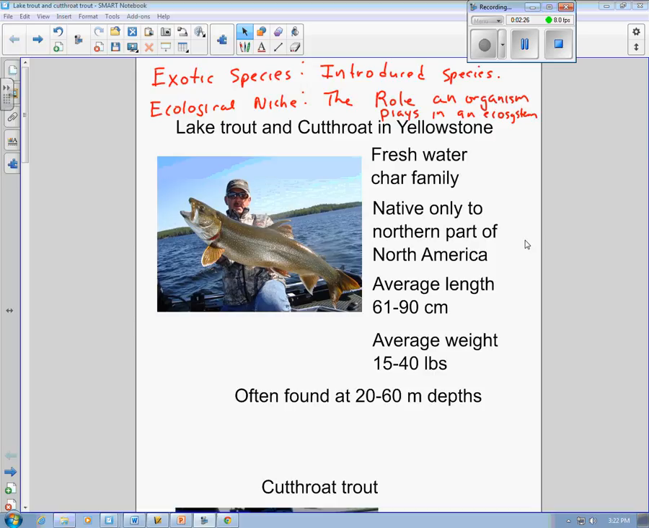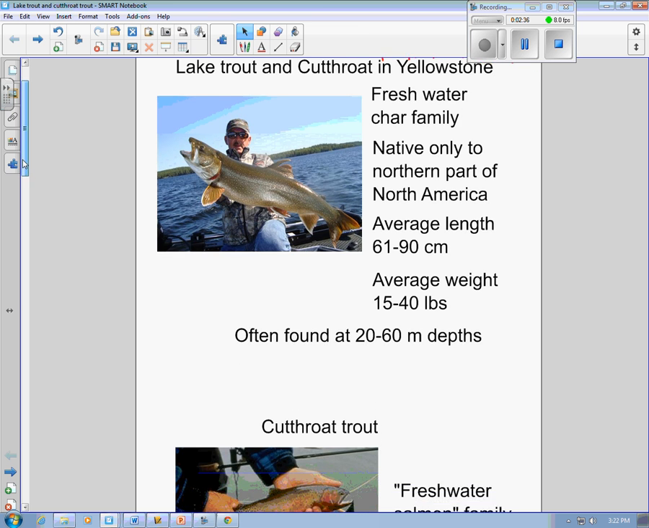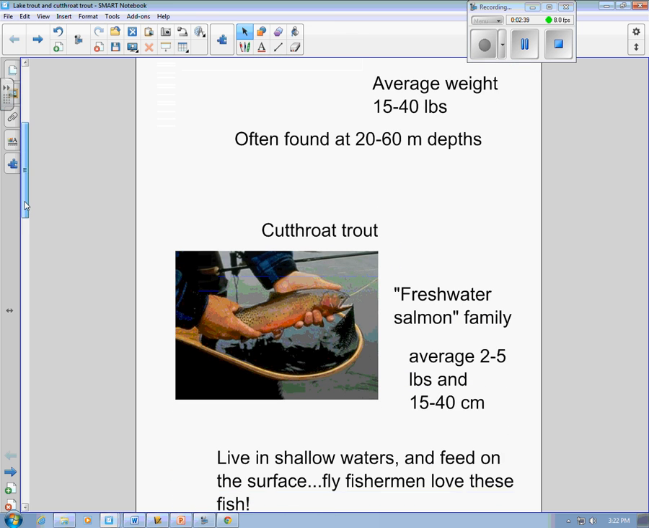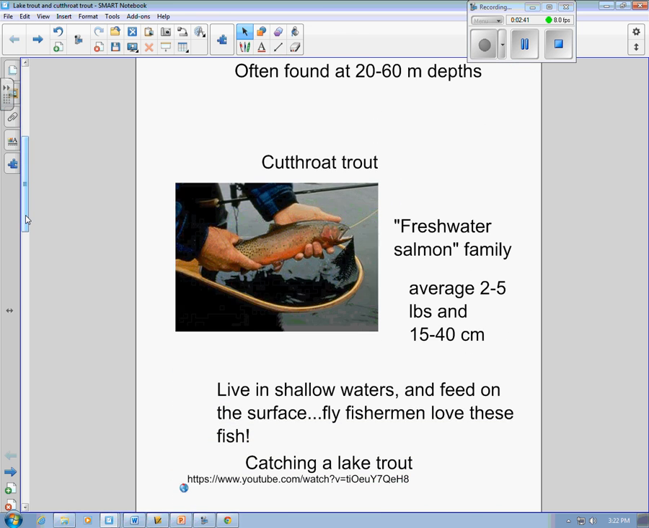And what we're going to look at in class is this case study about lake trout and cutthroat trout in Yellowstone National Park. There's a little info on the lake trout and a little info on the cutthroat trout. We're going to read an article called Eradicating Invasive Lake Trout that you should pick up when you come to class and just read. It's a good example of how introducing a non-native species like lake trout impacted an entire lake ecosystem and changed it.